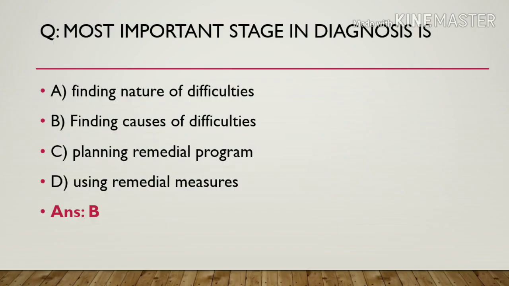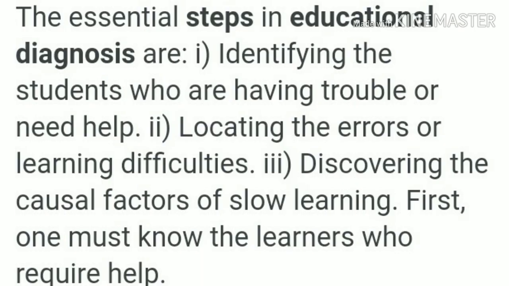The next question is, most important stage in diagnosis is. Options are finding the nature of difficulties, finding the cause of difficulty, option C, planning remedial program, and option D, using remedial measures. Here the answer is option B, finding the cause of difficulty. If we are having a problem, the main and the most important section of diagnosis is from where did we have the wrong path. So here the answer is finding the cause of difficulty. From where did we take the wrong deviation?